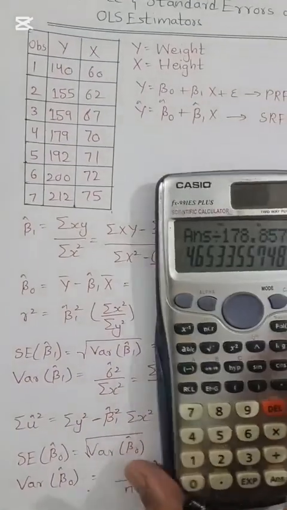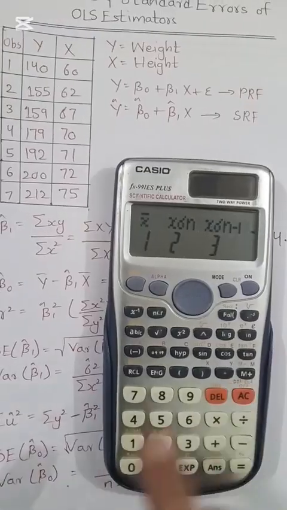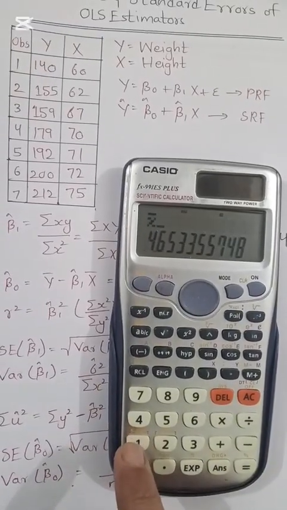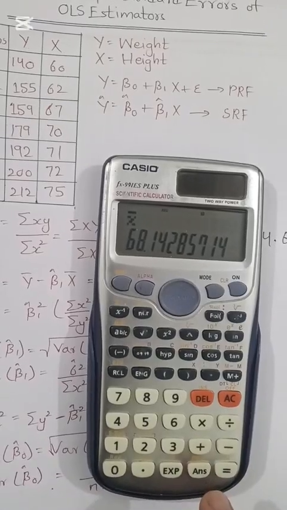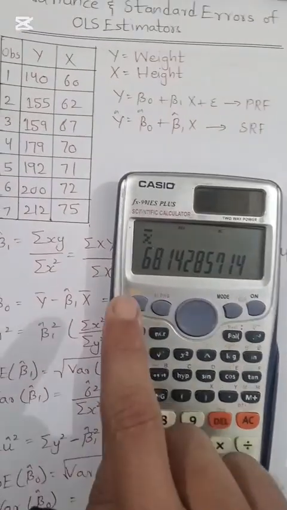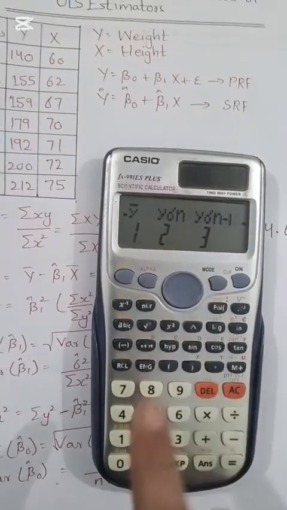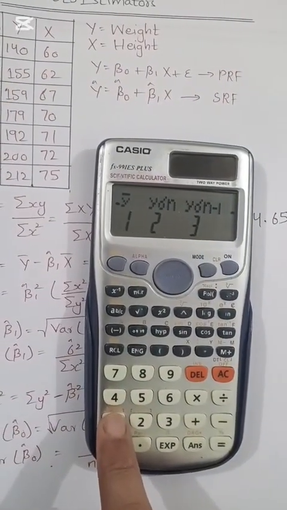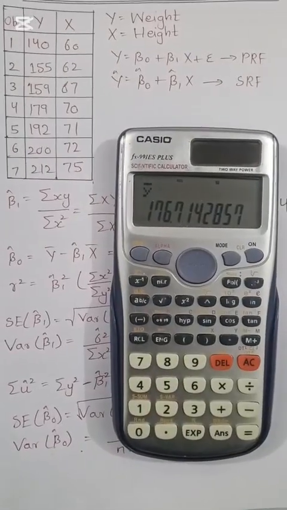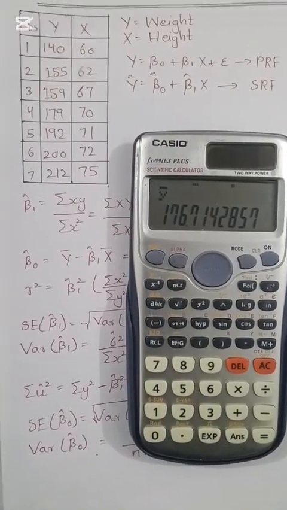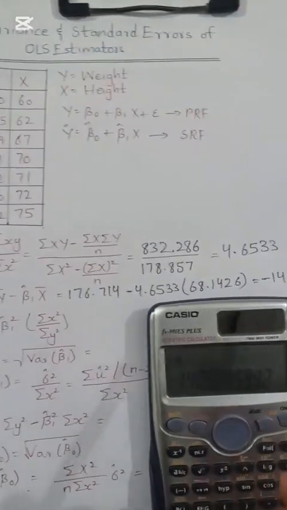Now next you need to find the mean of y and then the mean of x. Here you can find their means. Go to shift and press 2. Here at option 1 the mean for x is 68.14, and for the mean of y, go to shift 2, then go to next, and then at option 1 you can see the mean of y which is 176.714.